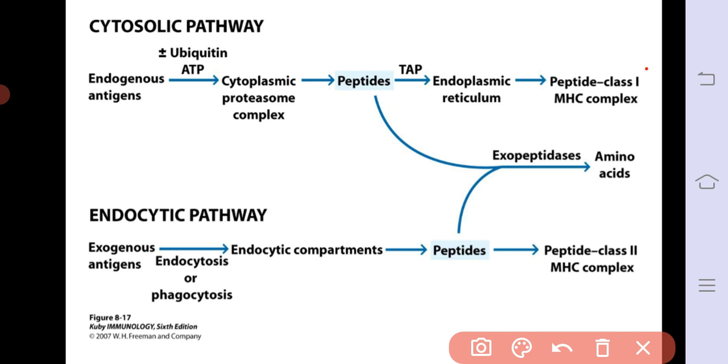In the exogenous endocytic pathway, the exogenous antigens are engulfed through endocytosis or phagocytosis by an endosome, and during this engulfment, in that vesicle, through a number of hydrolytic enzymes, that exogenous antigen is converted into smaller fragments of peptides, and these peptides are loaded on an MHC class second molecule.